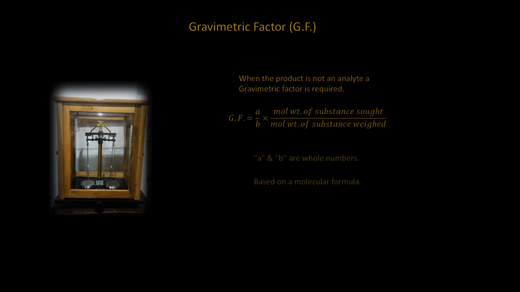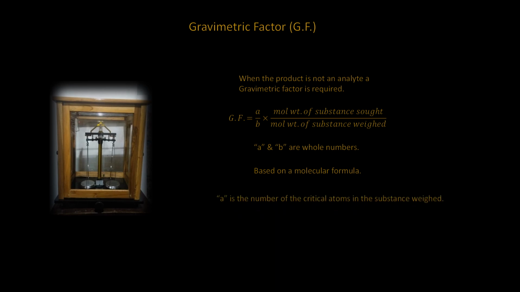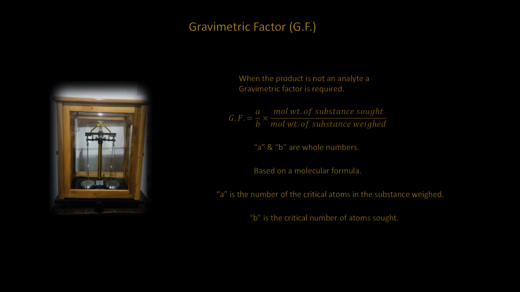A and B are whole numbers, which is based on the molecular formula of the sample. A is the number of moles or atoms of the weighed substance, which is the sample, and B is the number of atoms in the substance that you are looking for.